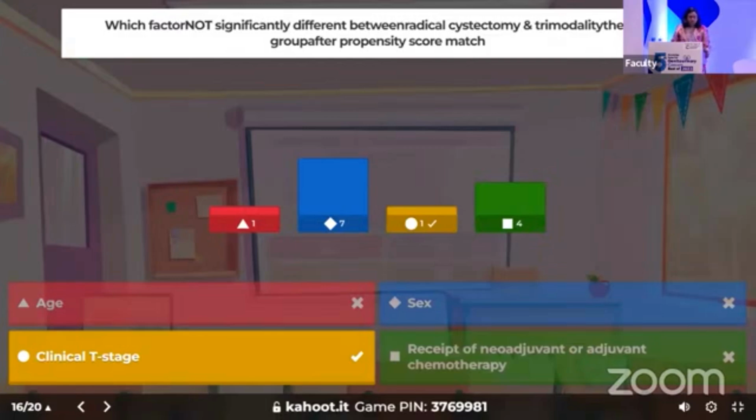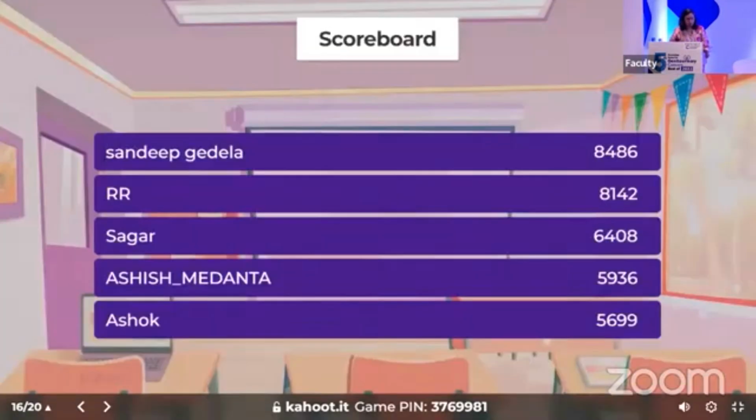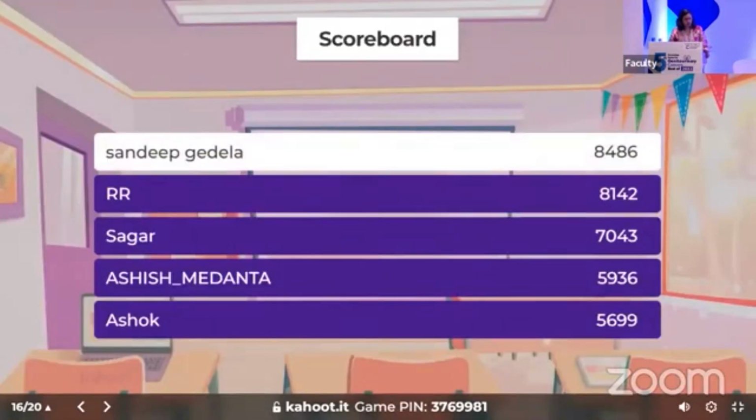So the correct answer was clinical T stage. There was no difference in the T stage of patients included in both these groups in the study, and one person has got it right. We go on to the next question, question 17, and have a look at the scores as well. And Sandeep is still the highest scorer, followed by RR and Sagar.